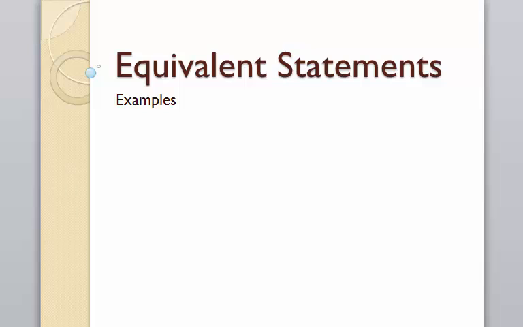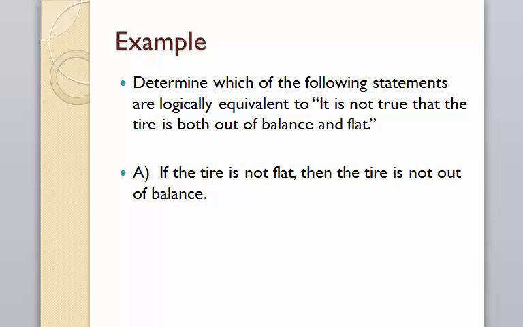We'll now look at some additional examples for equivalent statements. Our first example asks us to determine which of the following statements are logically equivalent to this statement. It is not true that the tire is both out of balance and flat.